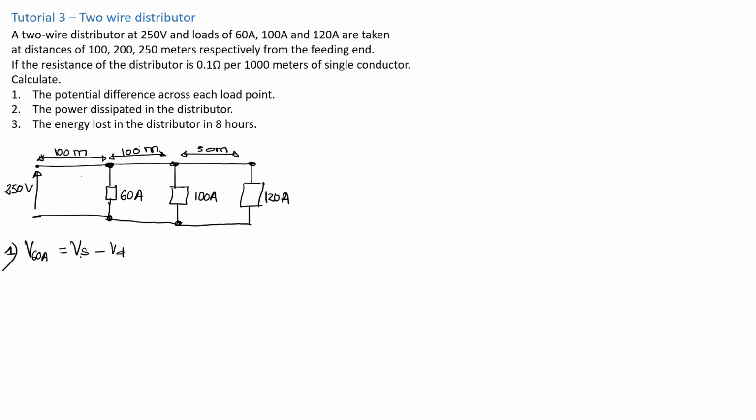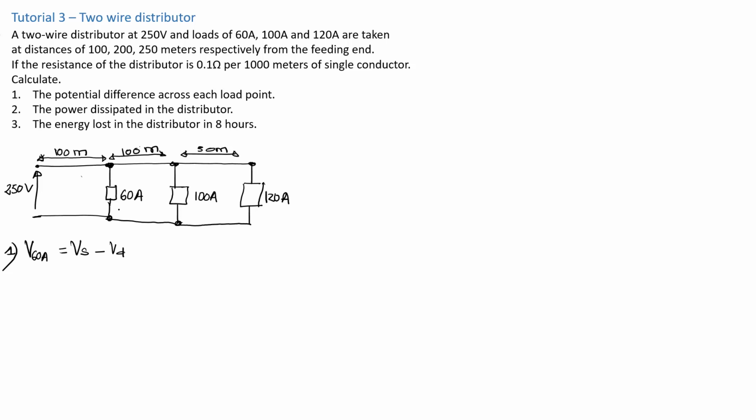So we know the value of Vs. There's no problem there. The only problem is we don't know what Vd is. So now we need to find Vd, the voltage drop across here. So now we go back into our problem statement here. They say the resistance of the distributor is 0.1 ohm per 1000 meters of a single conductor.